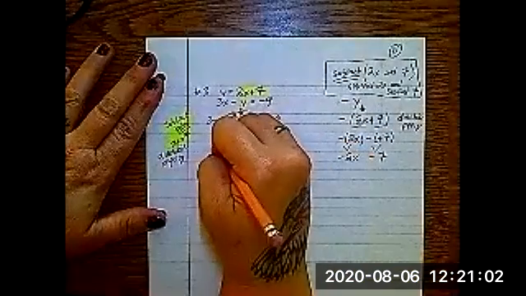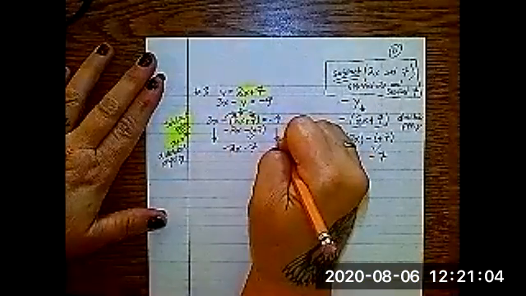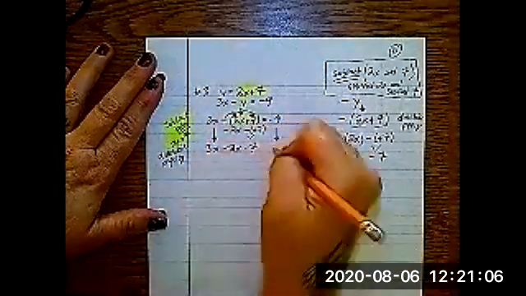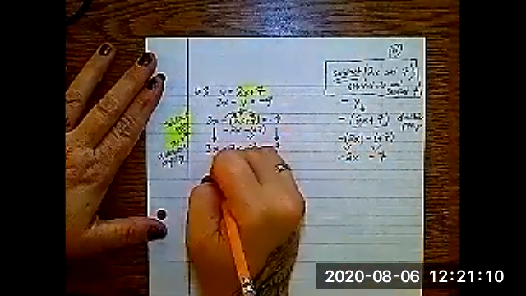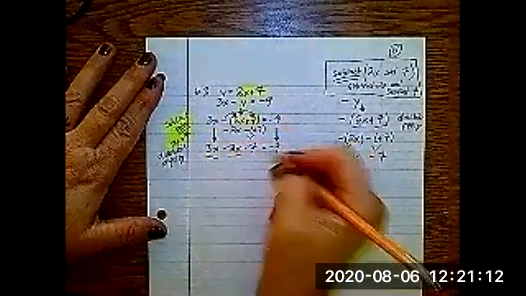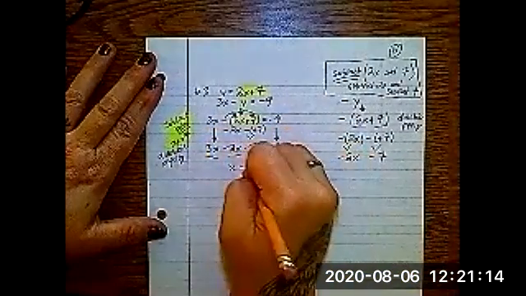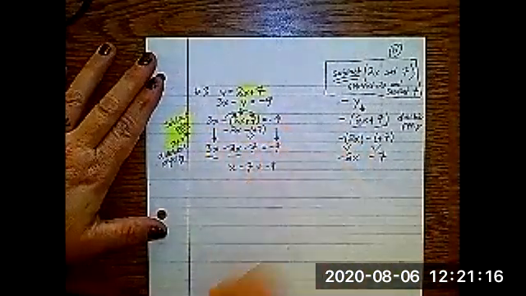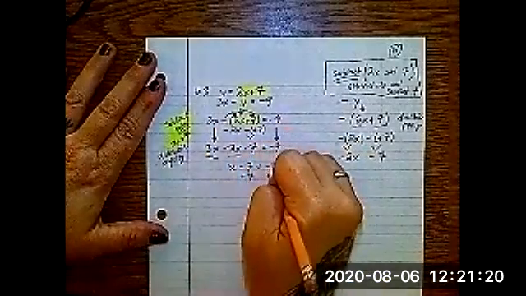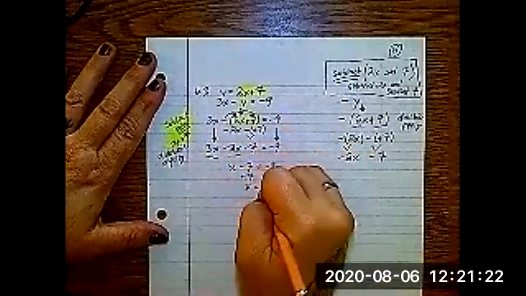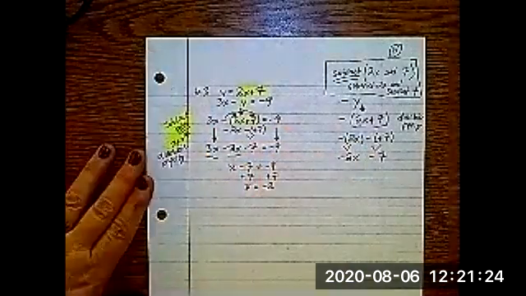And then now I'll bring everything else down that was already there because I got that cleaned up, and I'm going to keep going. So I'll combine my like terms, and that'll give me x minus 7 equals negative 9. And I will add 7 to both sides and get x equals negative 2.